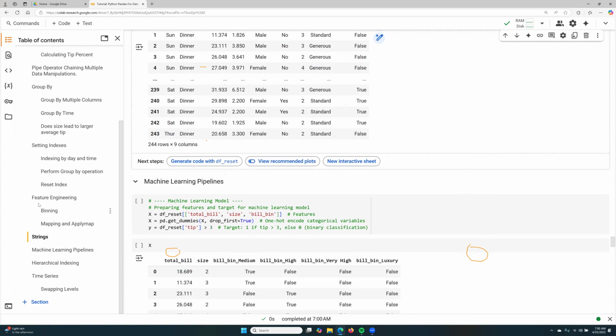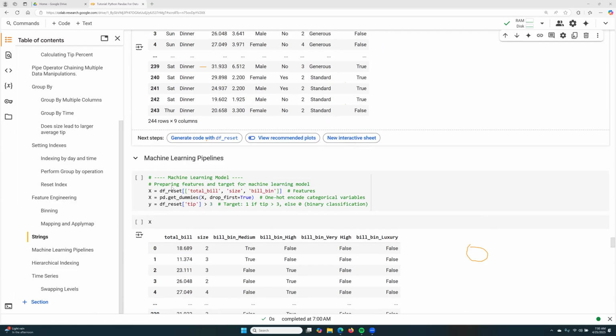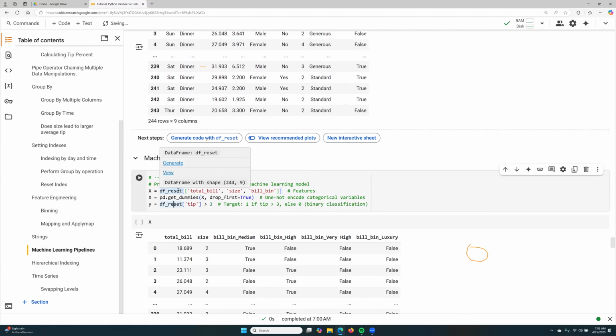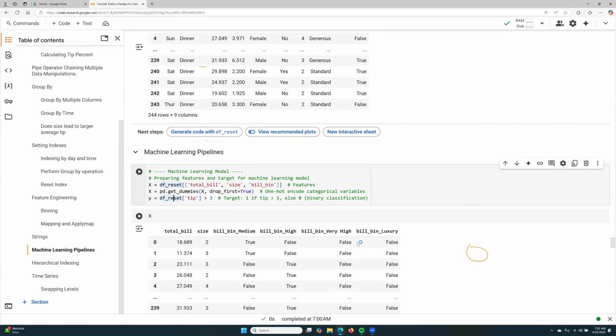Now, going back to what I was mentioning earlier, it's important that you reset the index to have it column-wise and not indexed by variables or a hierarchical index for machine learning variables. So we're carrying this df reset that we worked with earlier, where we reset the index. Now there's something else called pd.get_dummies for X, and we could bin it. So we got the total bill size, bill bin medium, bill bin high, bill bin very high, bill bin luxury, like we saw this earlier.